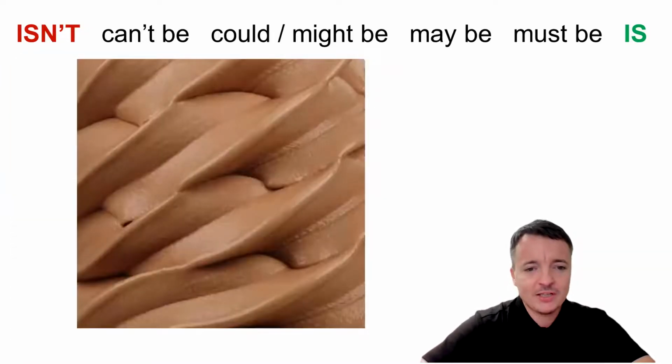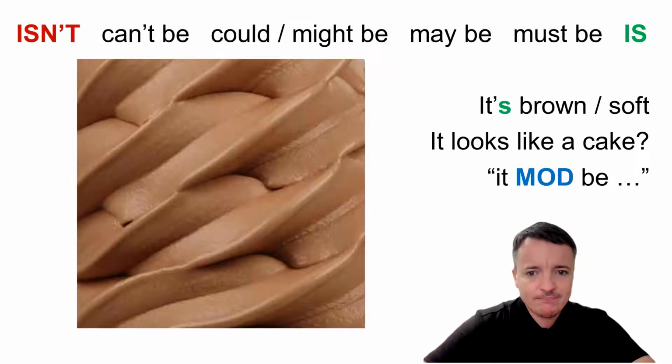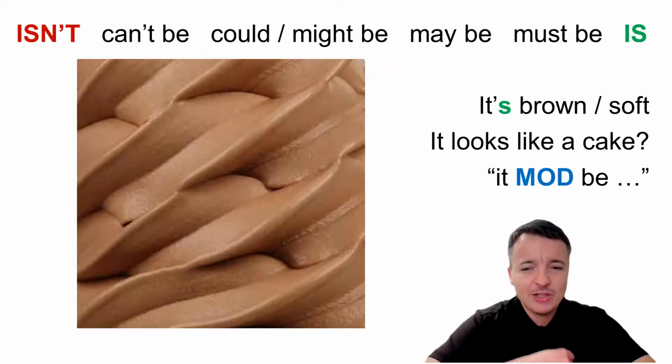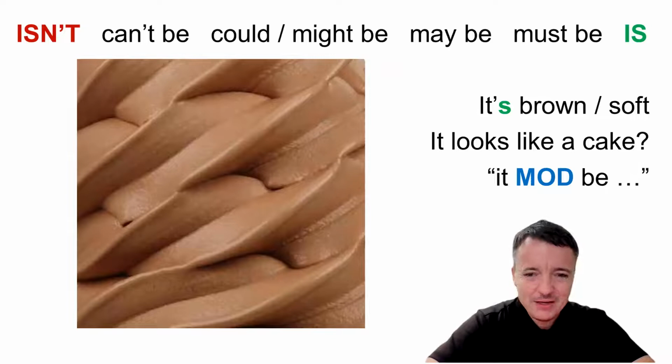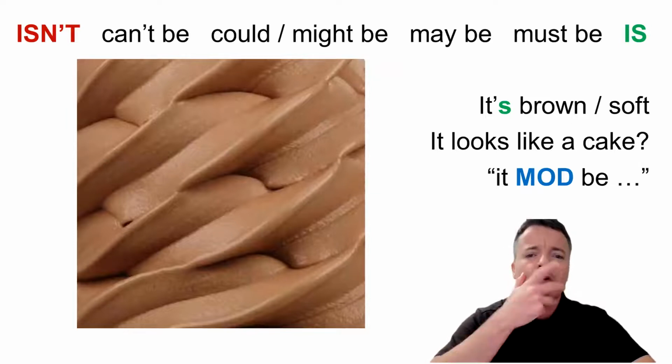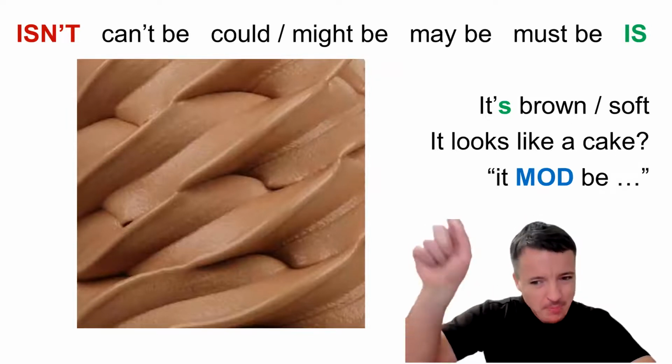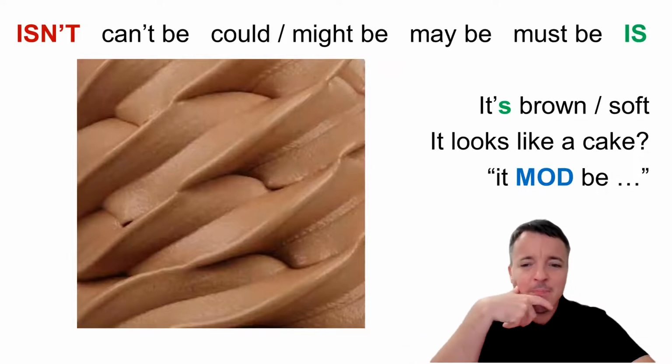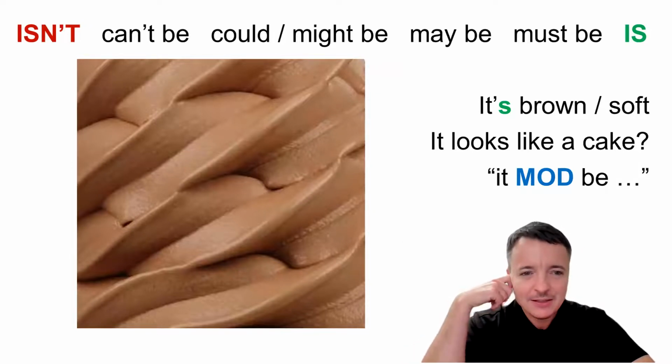Okay, what's this? Okay, can't be, could be. Okay, it's brown. It's soft, or it looks soft. It looks like a cake, maybe. Okay, yeah, it may be a dessert. It may be a dessert. No, it might be paint. It might be a painting.